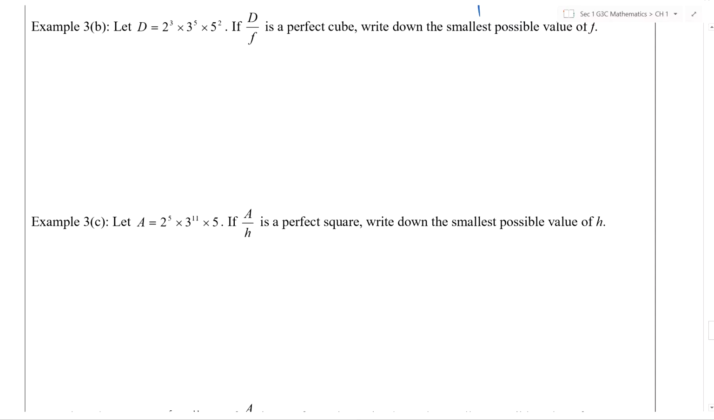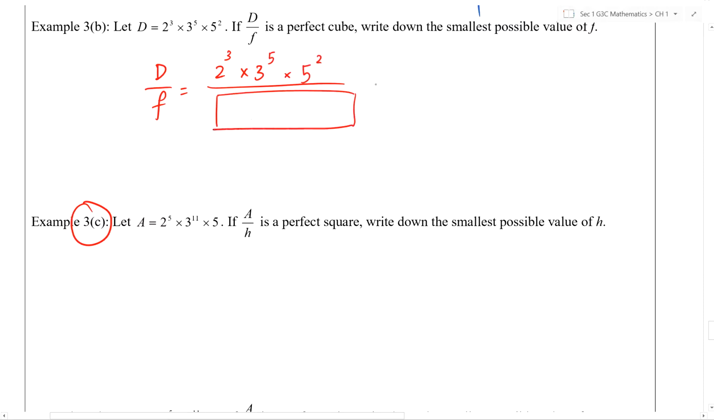D over F is a perfect cube. I will go through the intermediate step again. Then you will be doing 3C by yourself. Okay, let me go through the steps again. D over F is actually 2 power 3, 3 power 5, 5 power 2 divided by a blank. And I want the final answer to be a perfect cube. Does 2 have a multiple of 3 as the power already? Yeah, I have, so no need to change, 2 power 3.